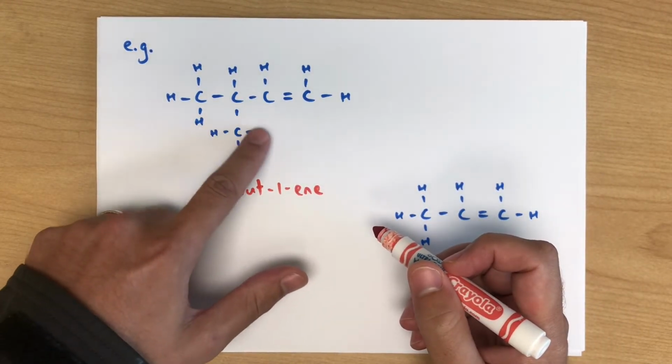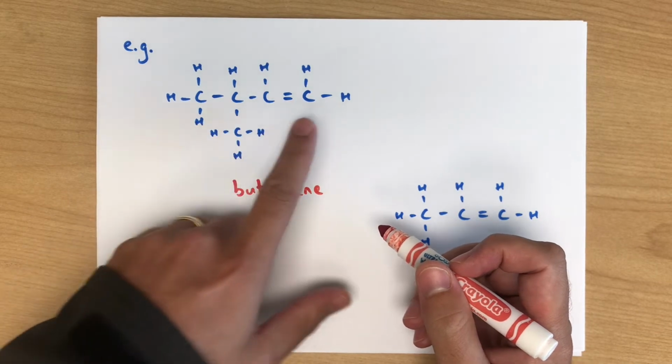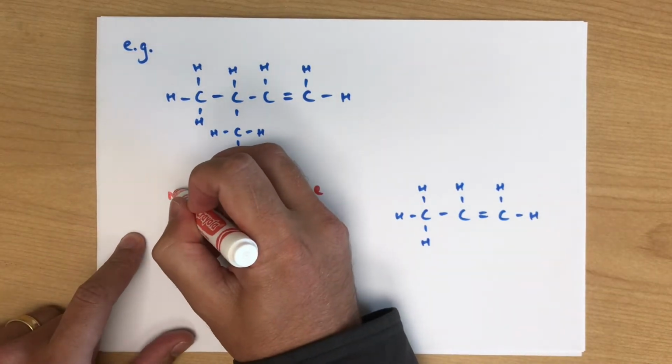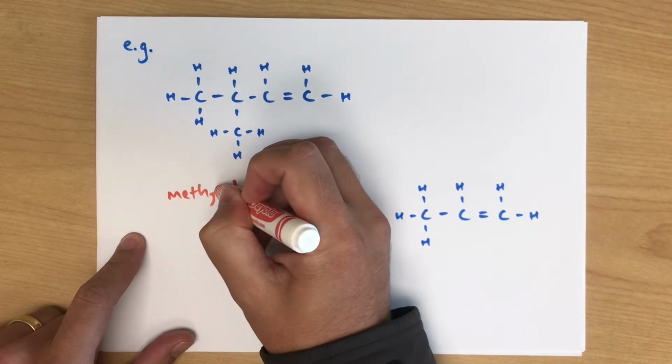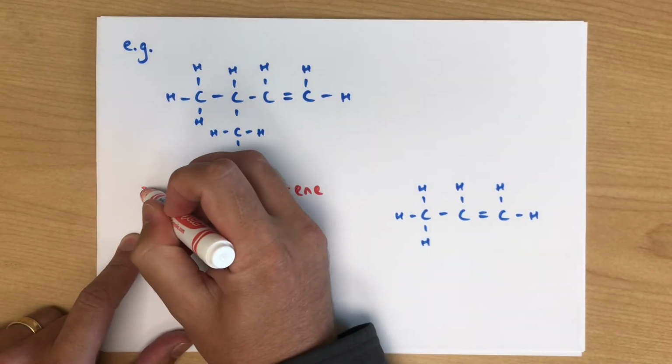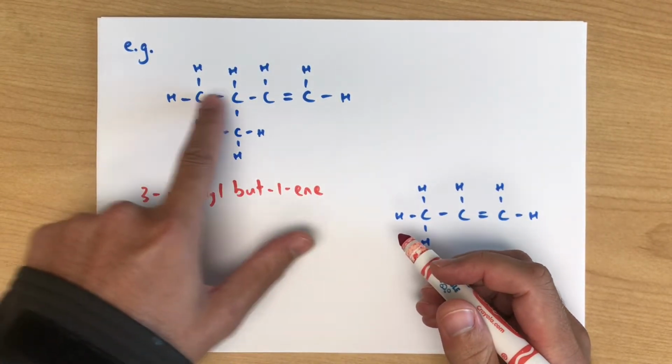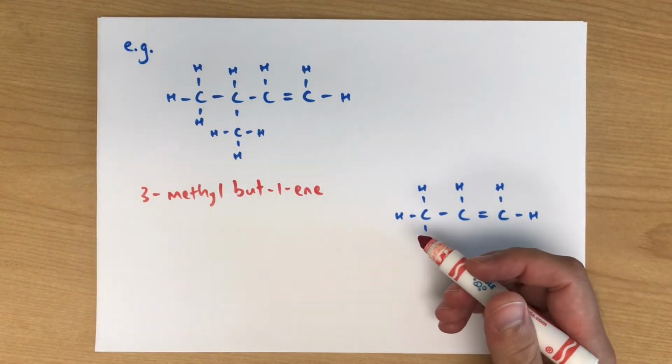We also have a 1 carbon side chain, and it's on carbon number 1, 2, 3. So we have a methyl on carbon number 3. So this molecule is 3-methylbut-1-ene.